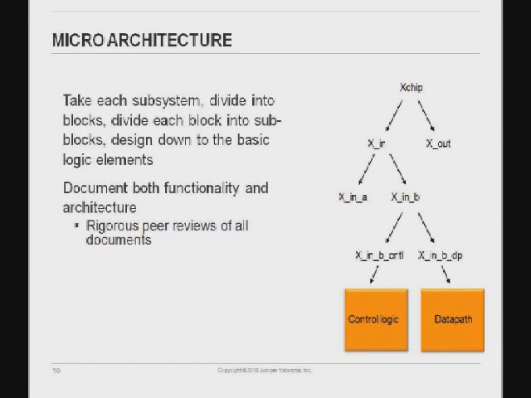In this phase, we document these functionalities, and the main criteria we use are peer reviews. We also use some modeling to model the microarchitecture. As you can see in the diagram on the right, you split the chip into input and output. On the input there are 2 functions, and one of the functions has both a control path and a data path. You design them separately and see what the logic is inside each.